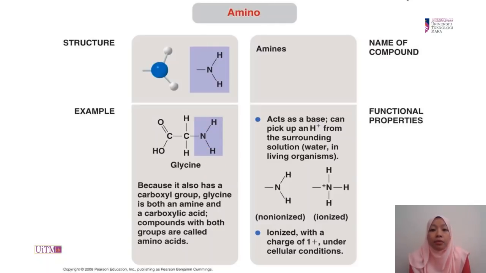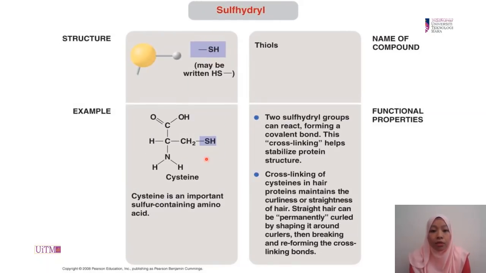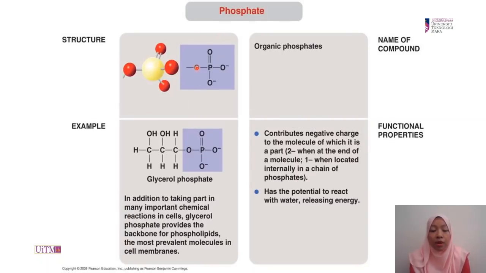Next one is sulfhydryl, SH. You can see how the structure of cysteine here has the SH. And then next one is phosphate, PO4 2-. This is the structure of glycerol phosphate, and this is the functional group of phosphate. Normally, phosphate contributes to the negative charge of the molecule. So how come the molecule is negatively charged? Probably due to the presence of the phosphate group.